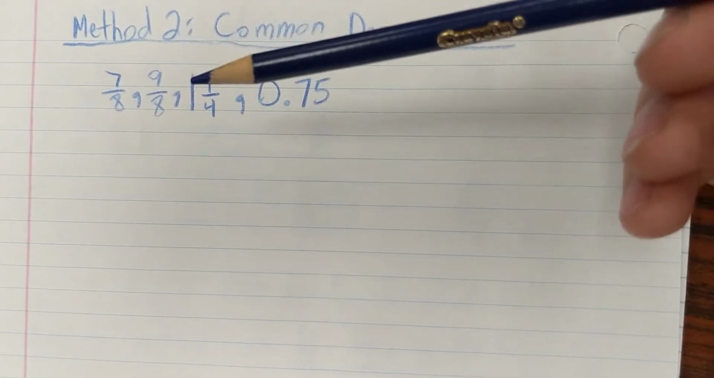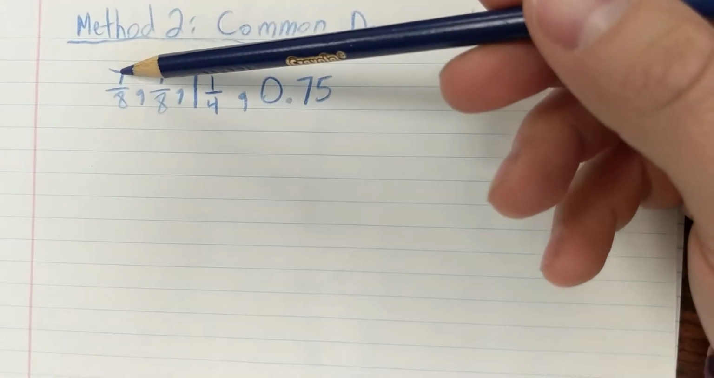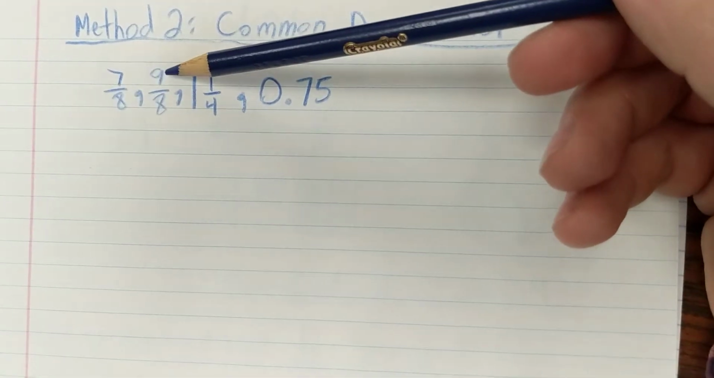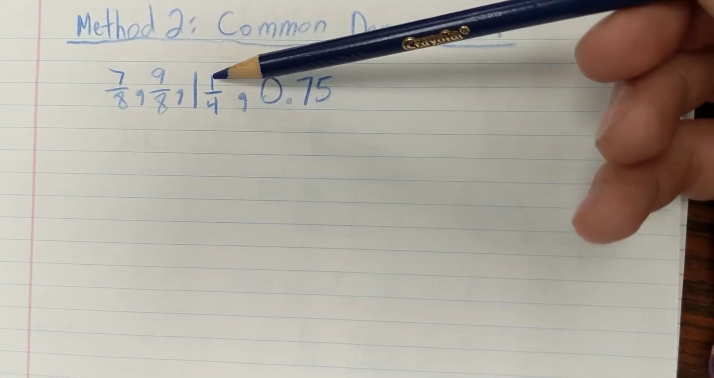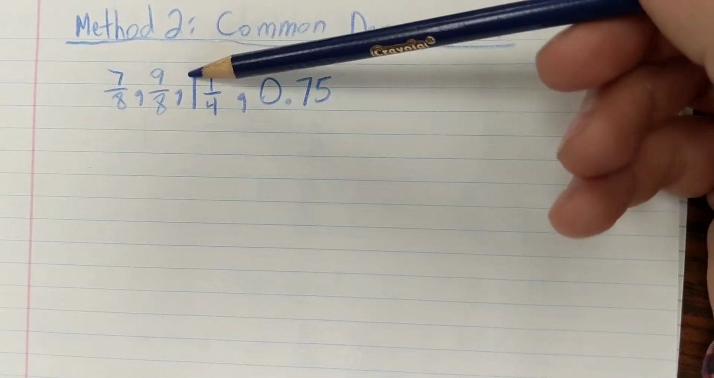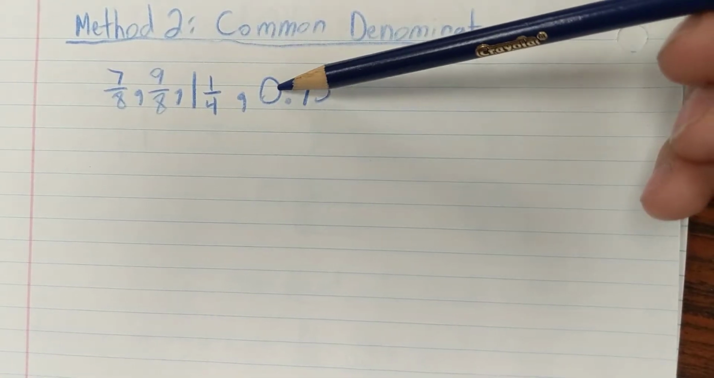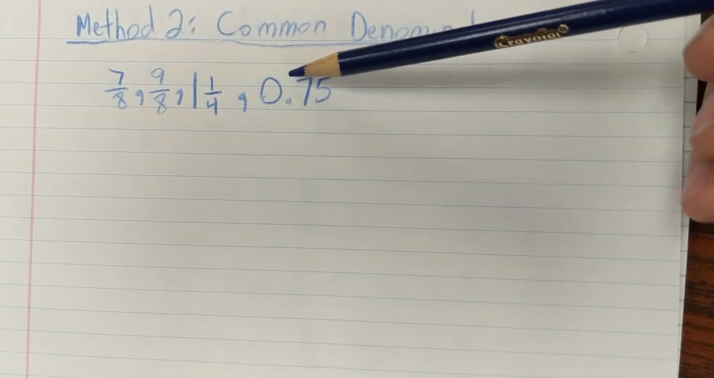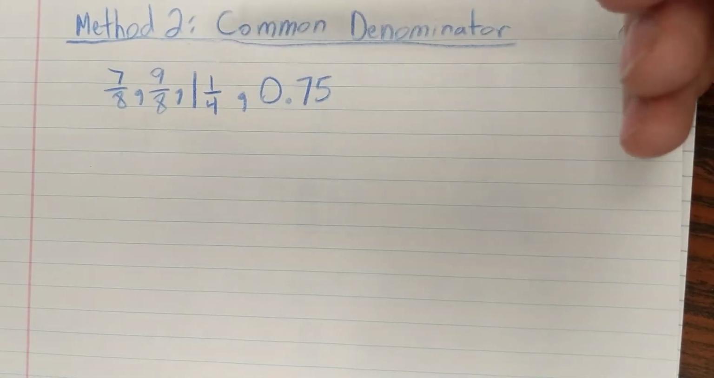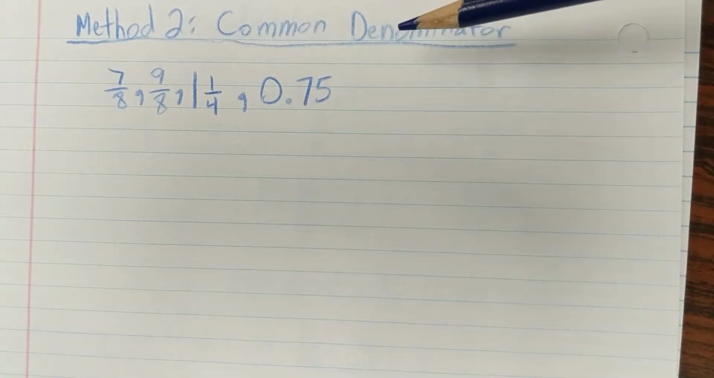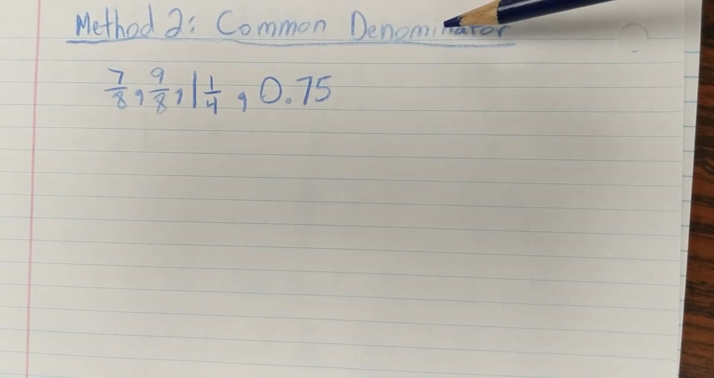So here we have one fraction, 7/8. Then we have an improper fraction, 9/8. Then we have 1 and a quarter, which is a mixed fraction. There's a whole number and then a fraction. Then we've got a decimal. So we've kind of got the four different things that we might see. There's percents maybe later on in the unit. But now we need to put these in order by using a common denominator.